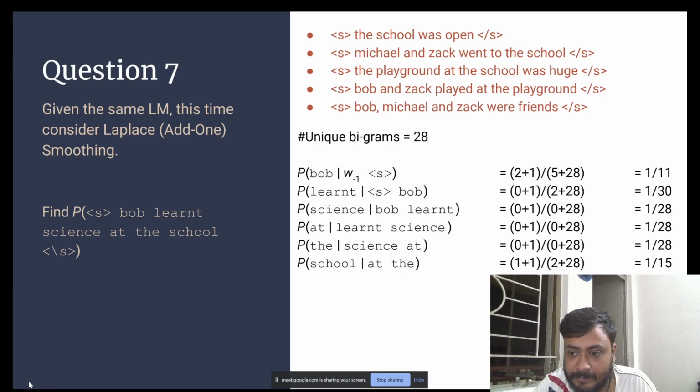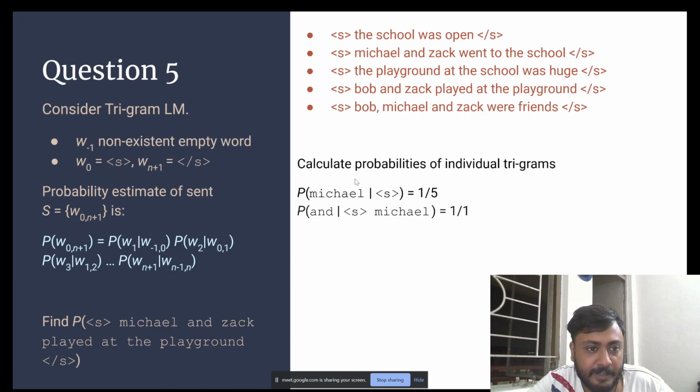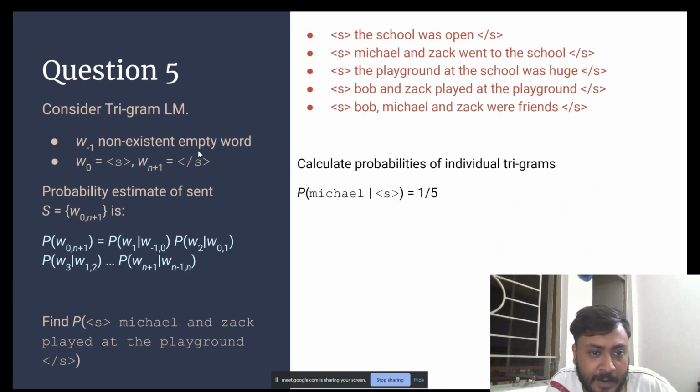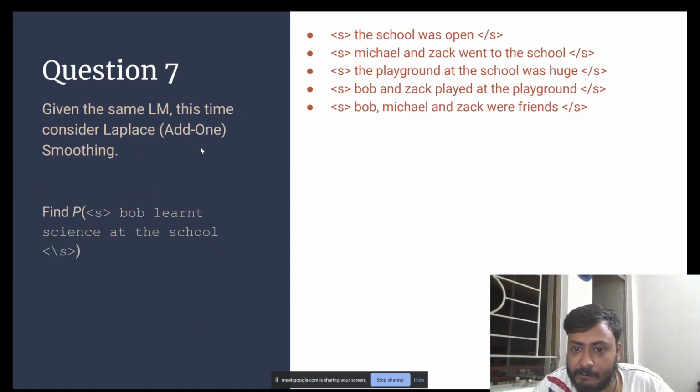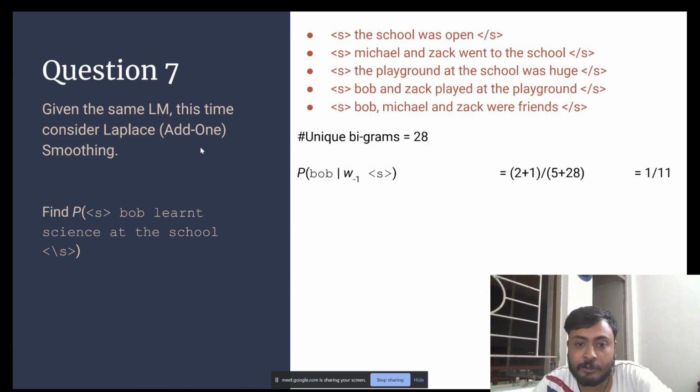Sir, can you show the probability calculation of the first example, first line? I have some doubt. P of Bob given W minus 1. This one you are asking? Yes, sir. So this one is basically W minus 1. If you look over here, let me just go to that question. W minus 1 is a non-existent empty word, as if that word does not exist. You are just putting it there. So this effectively means beginning of sentence. So probability of Bob given beginning of sentence.